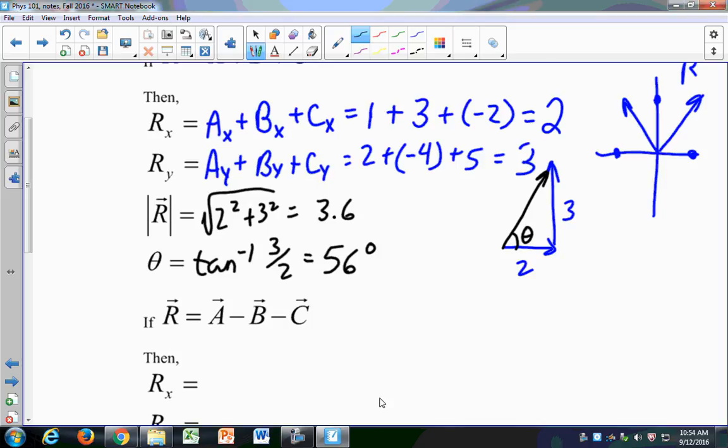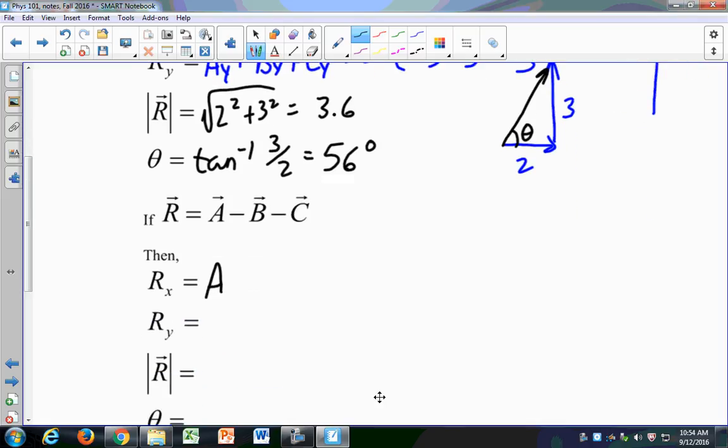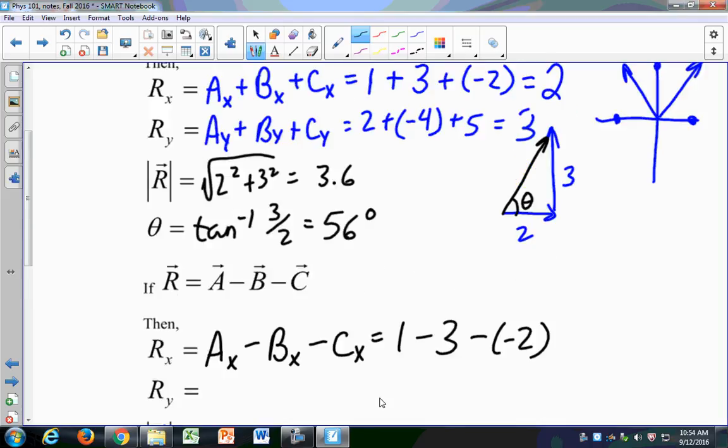If I'm doing A minus B minus C, it's going to work out exactly the same way, except here, instead of doing Ax plus Bx plus Cx, we're going to have Ax minus and minus, because I'm subtracting B and C. So, may I go down now? Yeah. All right, so I have Ax minus Bx minus Cx. That's going to be 1 minus 3 minus negative 2. See how it's different from the one we did up here? I just replaced these with negatives because I'm subtracting those vectors instead of adding them.